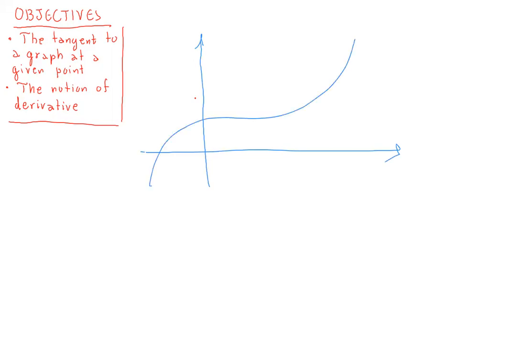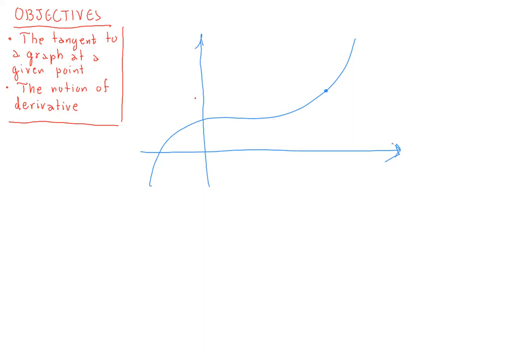We're going to look at the notion of derivative. And in order to do so, we're going to go through the notion of tangent to a graph at a given point. So imagine that you have the graph of a function. Here's the graph of a function. And we take a point on that graph.